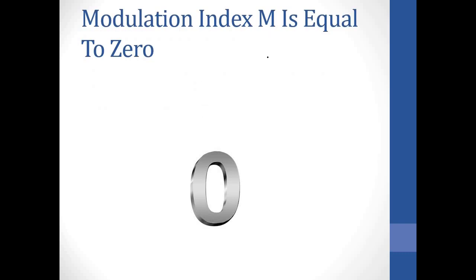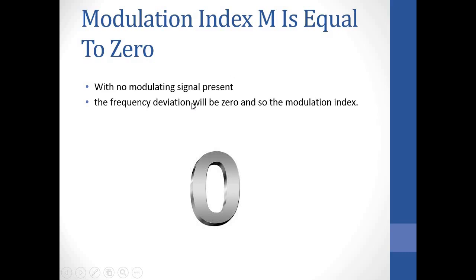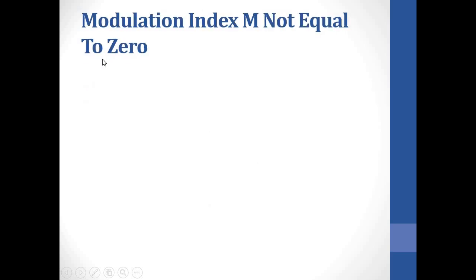So what does it mean when M is equal to 0? It means we have no modulating signal present. Our signal doesn't vary when there is no modulating signal present. The frequency deviation should be equal to 0. Remember, it's FD over FM. The deviation will be equal to 0, and so is the modulation index. Only the carrier wave with stable frequency FC is left. So that's when M is equal to 0.